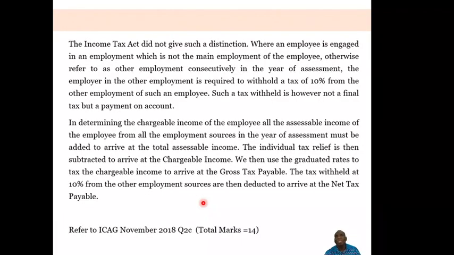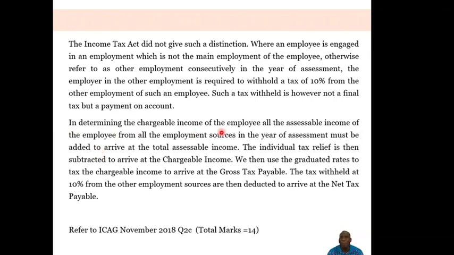Okay. Now, the Income Tax Act did not set a distinction where an employee is engaged in an employment which is not the main employment, otherwise referred to as other employment, in the year of assessment. The employer in the other employment is required to withhold a tax of what? 10%. So I'm talking about the treatment. The tax in the other employment, you have to withhold what? 10% from the other employment of such an employee. Such a tax withheld is, however, not a final tax, but a payment on account.